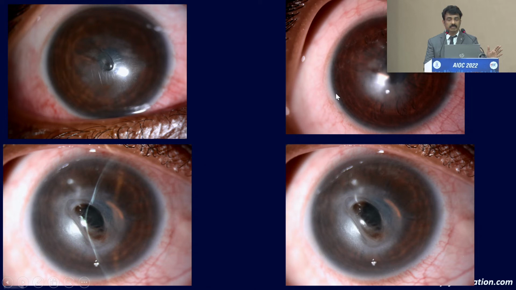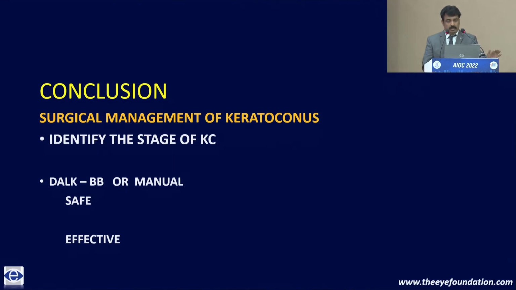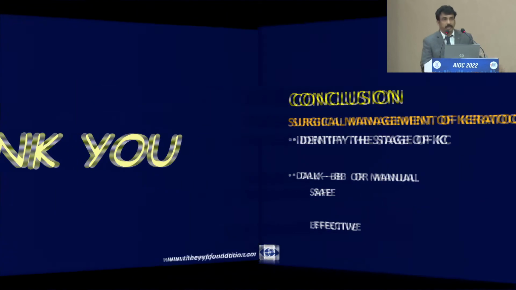She didn't agree for the surgery. She wanted to complete her pregnancy and do it later. And this is how she came to us at the end of 9 months. This is almost a descemetocele. And this is the ASOCT picture. She ended up with the PK. So we have to identify the stage of keratoconus. If it is an advanced stage with the posterior scarring, it's better you go ahead with the manual DALK. If it is an early stage, if the scarring is anterior, you can safely go ahead with the big bubble technique. Thank you very much.